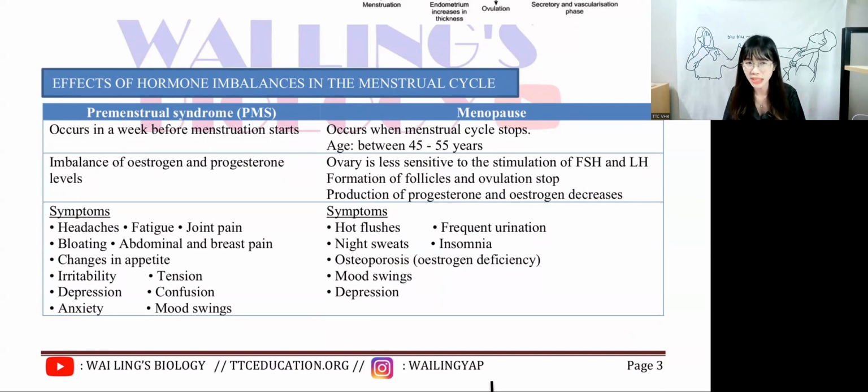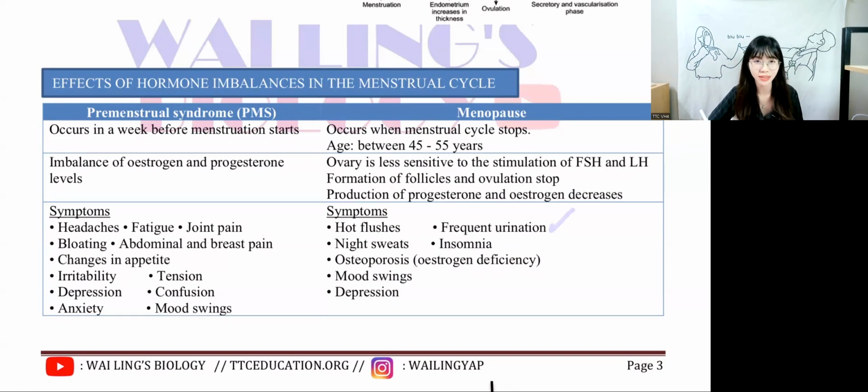Now, the symptoms are very similar to PMS. They also have mood swings, as you all know, and also depression. They always get sad, or maybe they get triggered very easily. You can try to notice the women around you who are 45 to 55 years old, and you can see those symptoms. And they have hot flushes. They always feel hot all the time. They have night sweats. They sweat a lot at night.